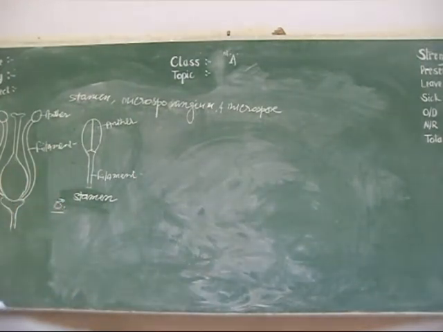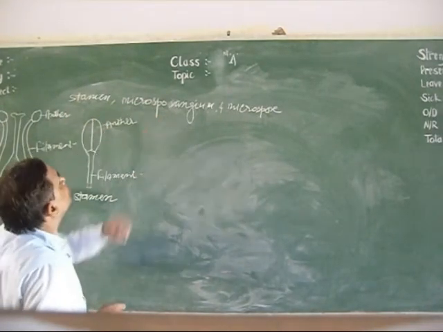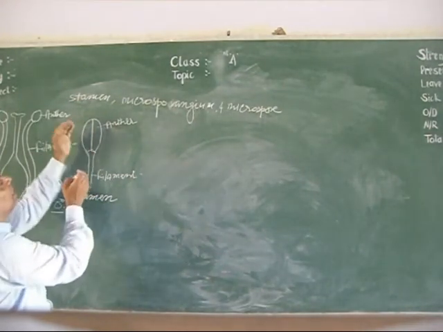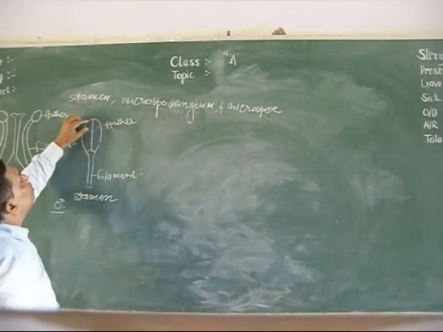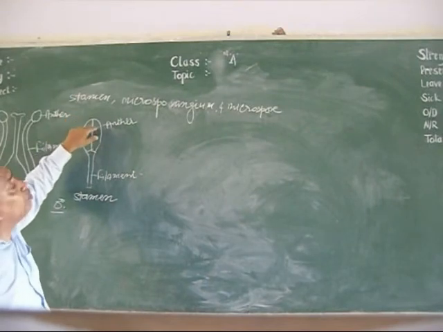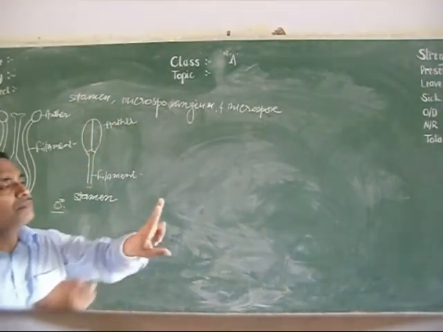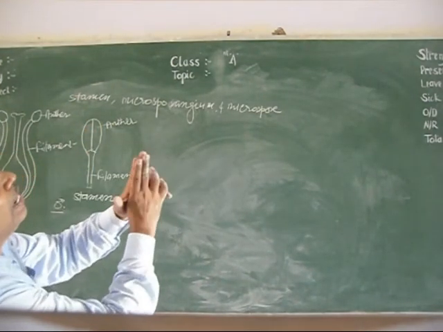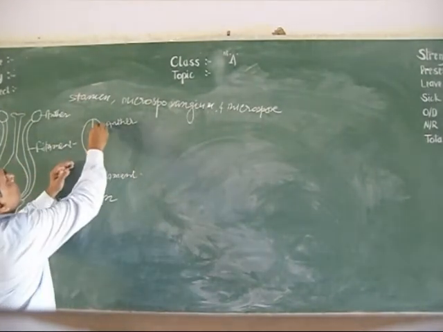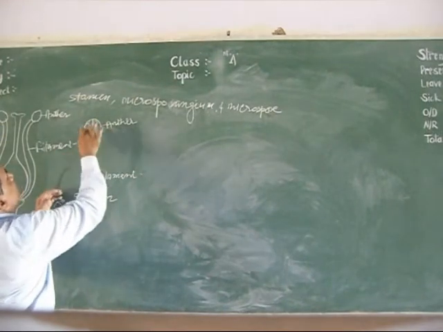In this stamen, this is the anther. In the anther, the microsporangium is present. In each stamen, the anther has two lobes, so it is called bilobed, and in each lobe there are two thecae. Here a groove is present. Suppose here are two lobes, and in each lobe there is one groove, so one theca and the other theca. So the groove is present, and it becomes two thecae.